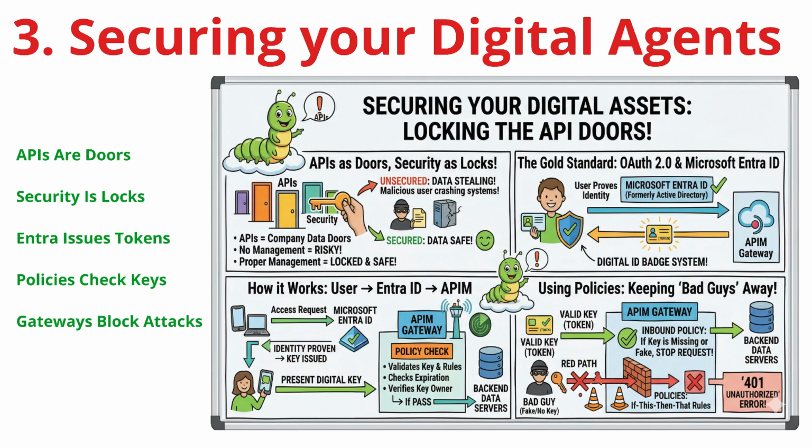Within the APIM gateway, a policy check validates the key and specific rules, checks for expiration, and verifies the key owner. If it is a valid key, a policy sets a green path to the backend data servers. However, a red path is set for any bad guy who possesses a fake or missing key.